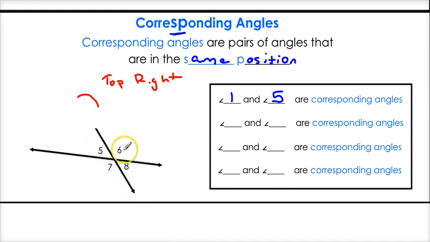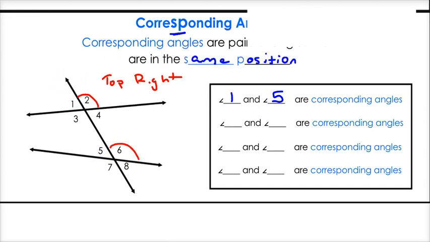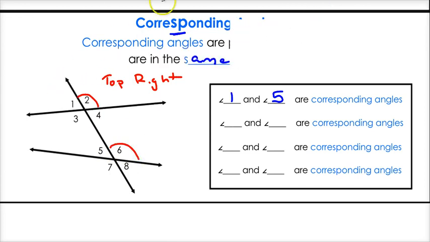So this is the top, and it's on the right-hand side. So it's in the same position. So if you look here, 2 and 6 are also in the same position. 2 and 6. Okay? Let's keep trying these. There's more. There's plenty more. Okay? We'll erase and start over again.